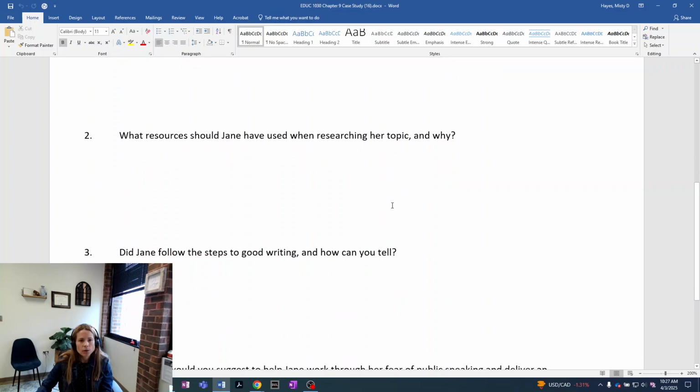The second one is, what resources should Jane have used when researching her topic? Again, in our textbook, it talks about researching topics, right? What resources can you use? Well, in the library module, we say databases is a wonderful resource, right? So when we're talking about resources, you know, magazines, newspapers, scholarly articles, journals, books, all of those are considered resources when you're researching for any topic. Okay, so look in your book where it talks about common research resources.